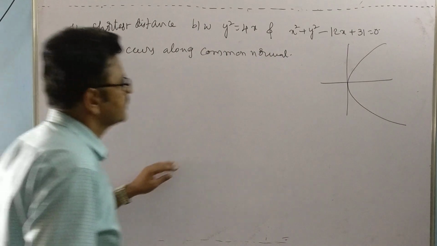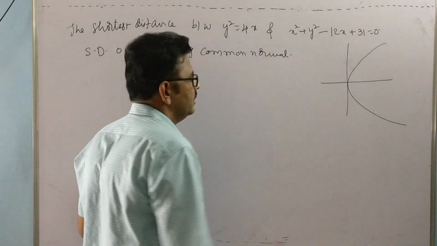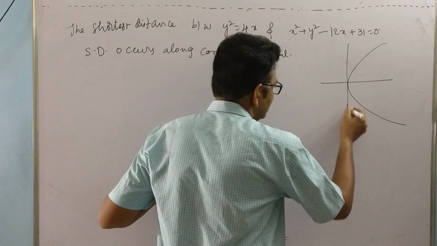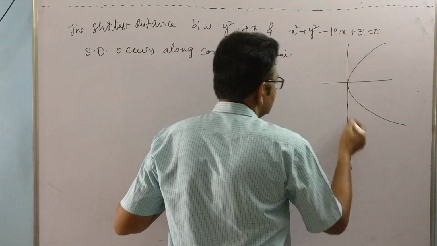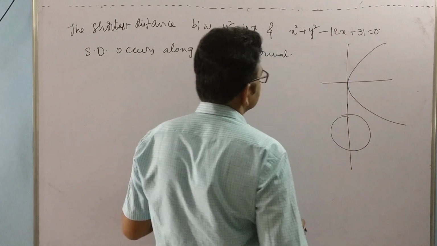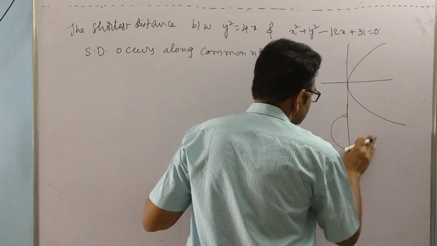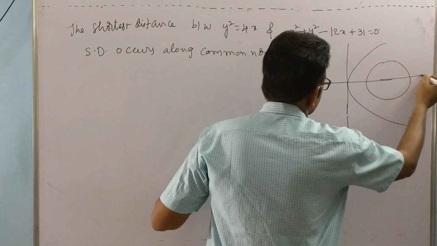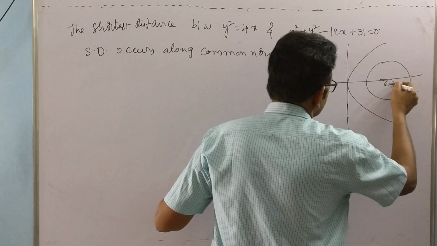Common normal. The first one is a parabola symmetric about the x-axis, and the second one is a circle with the center. What is the center of the circle? That is 6, 0. So this is (6, 0).